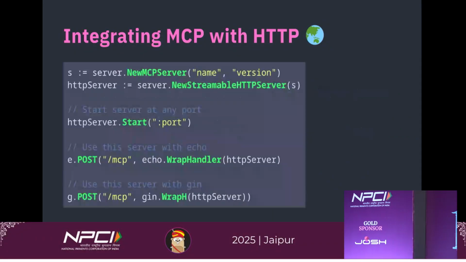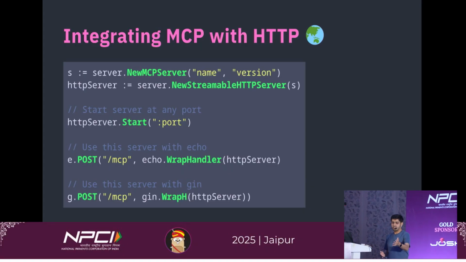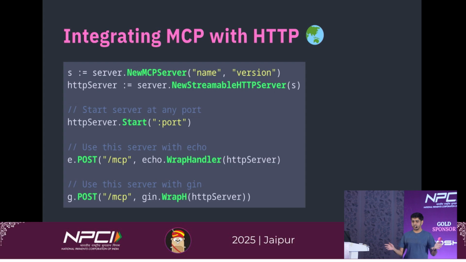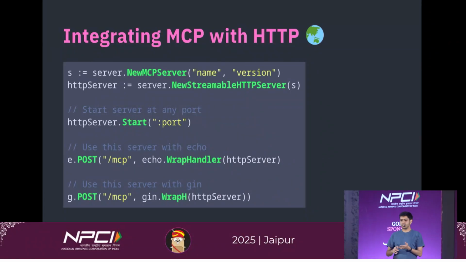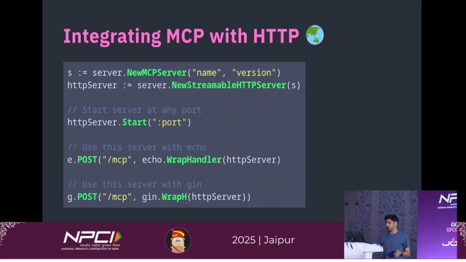So how you create a server would be a new MCP server. Then we are making it a streamable HTTP server because this is HTTP, not local. We can either start the server directly at the port, or let's say if you use Echo or Gin or any other framework, they all have wrap handler commands that accept servers with ServeHTTP. So you can wrap that, and all your middlewares and everything else that you have written in your web framework will work as expected. So basically, there is out-of-the-box support for MCP.